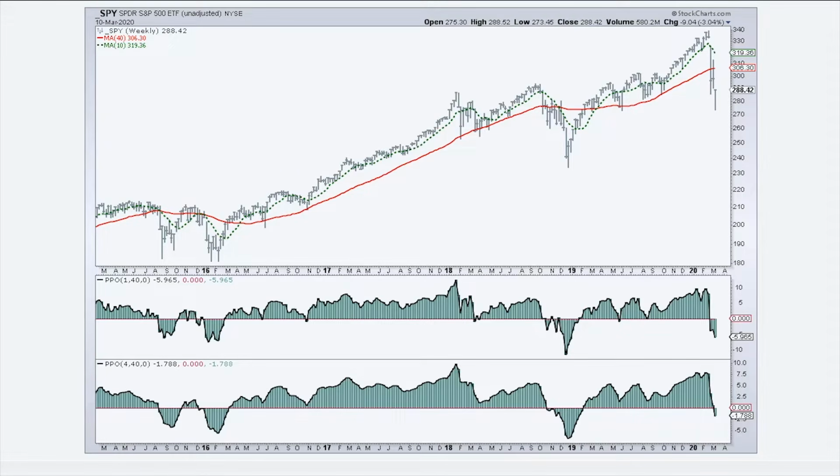It is by far the most widely followed benchmark in the U.S., perhaps the world. It also accounts for 80% of the total U.S. investable equity market, and most big funds are benchmarked to the performance of the S&P 500.